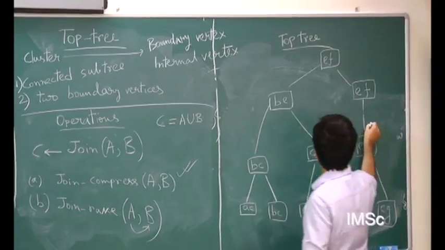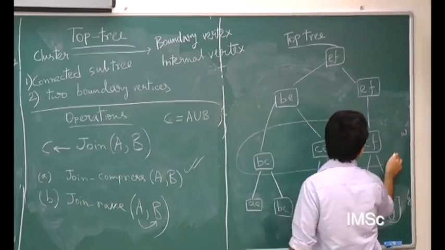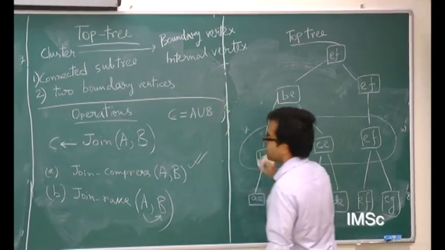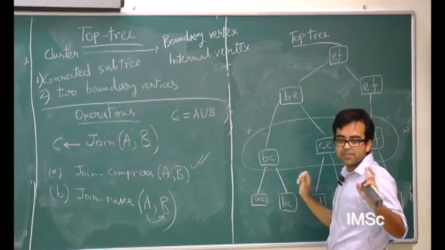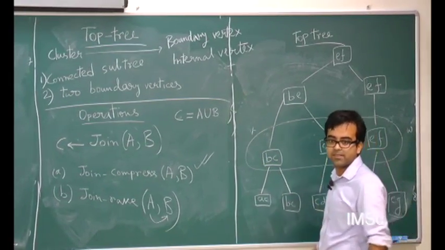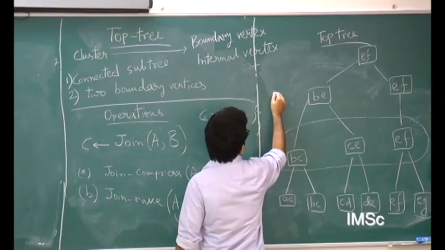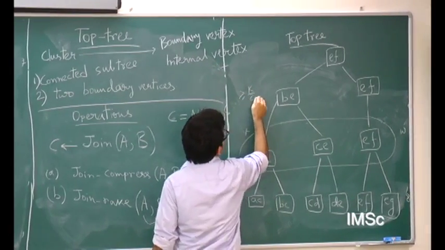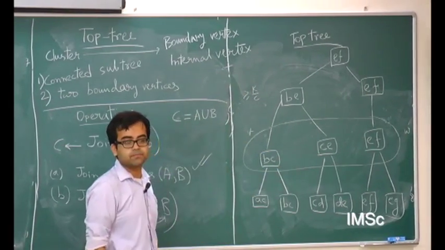So, let me make this a little bit more precise. Look at any layer here. Suppose there are k clusters. Pick some constant C, some large constant C. I am going to say that at least k over C clusters will be merged.